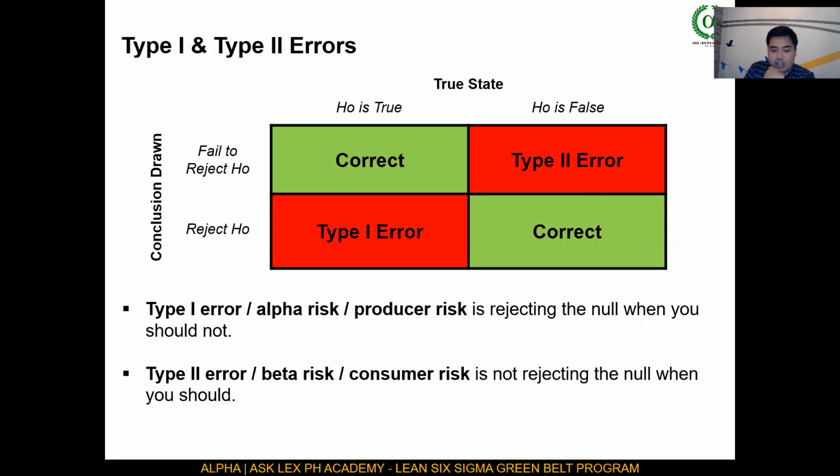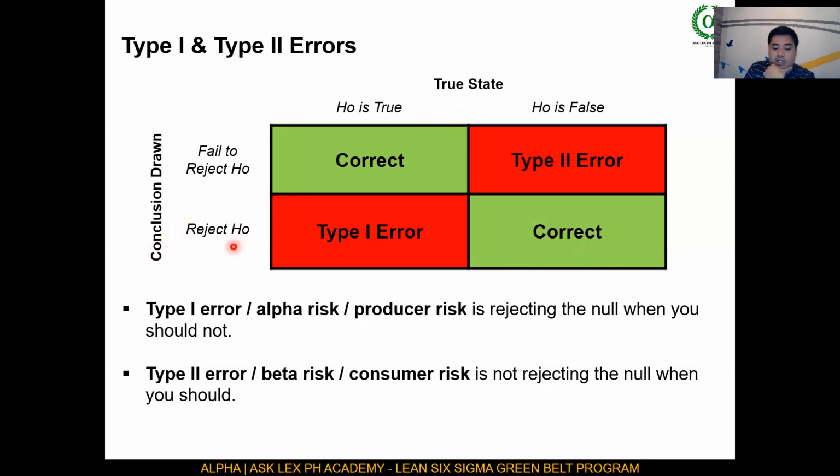Now, if the decision is to fail to reject H0 when H0 is true, then we are making a correct decision, as given on the slide. Also, if we reject H0 when H0 is false, then we are also making the right decision of rejecting a false H0. Now, where are the errors?